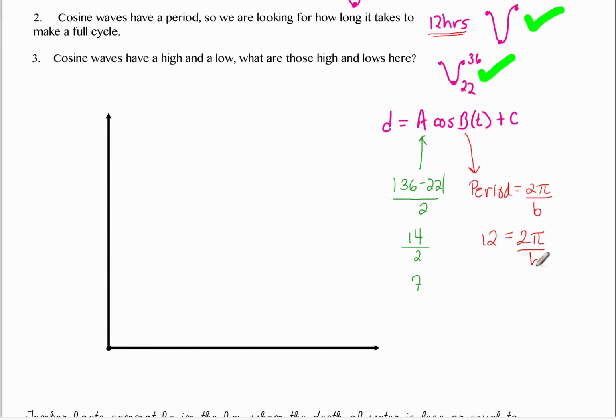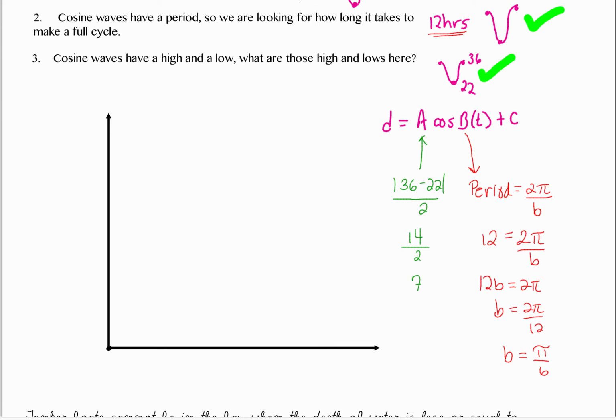I simply put that into my formula, cross multiply, divide out, and there's our frequency. It's a weird number. It's pi over 6. It's not a nice number like yesterday when we were practicing graphing sine and cosine waves, and we gave you a nice frequency of 2, so its period was pi.